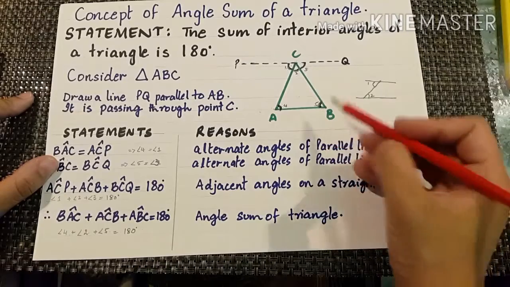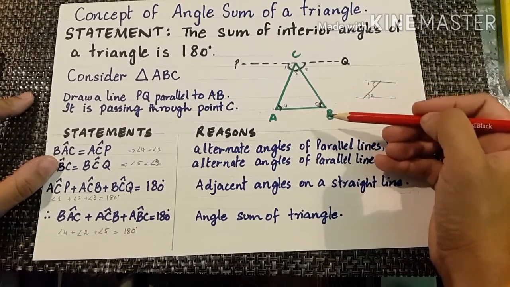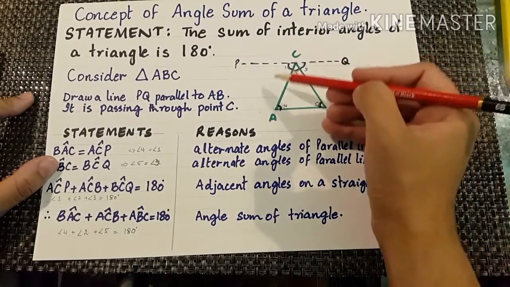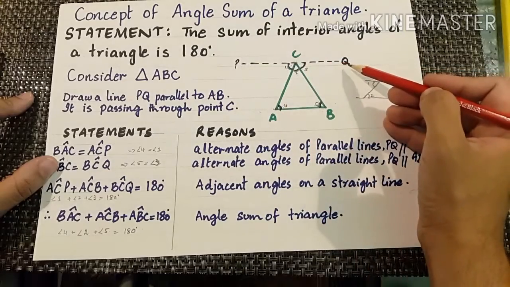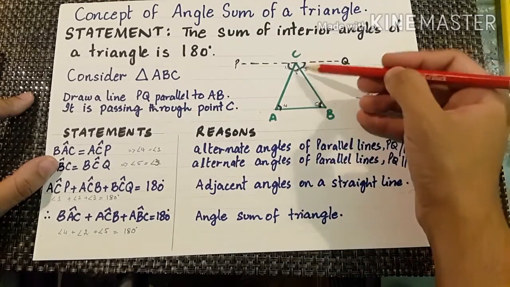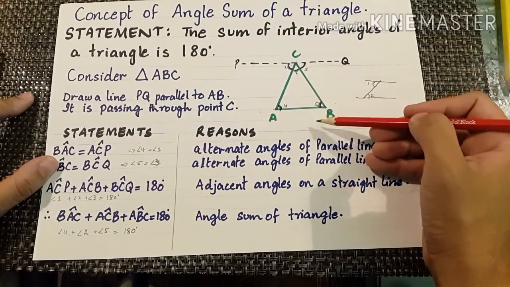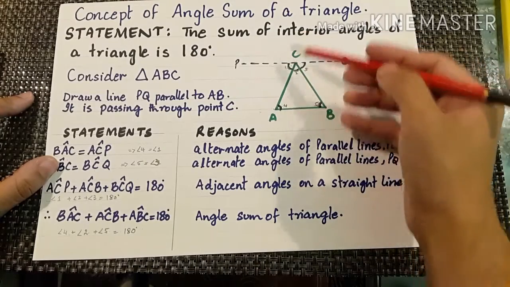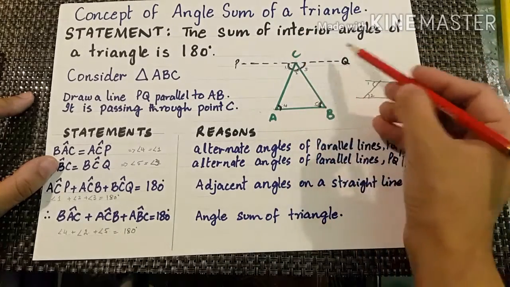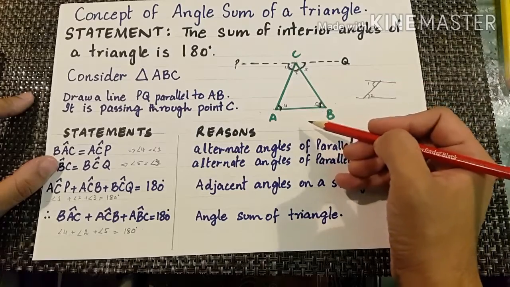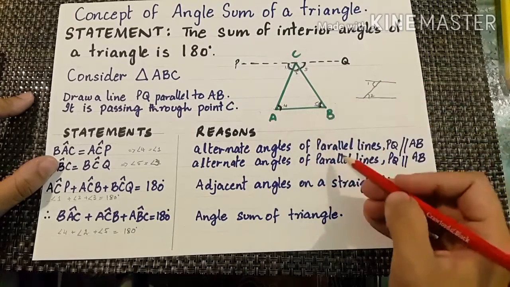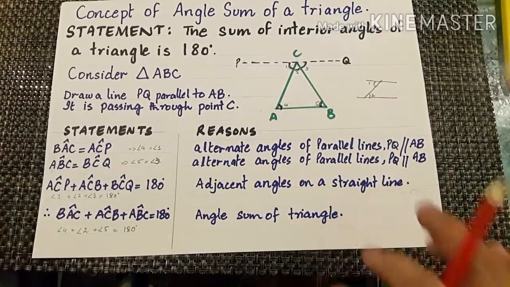We have proved it by taking the help of the concept of parallel lines and the equality of alternate angles of the parallel lines. And in this way we have shown that the sum of interior angles of a triangle is equal to 180 degrees. Hope you have understood this.